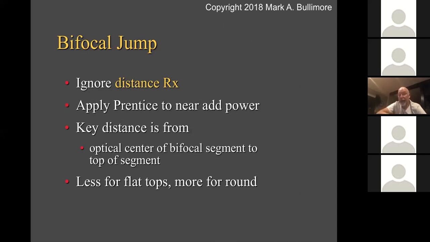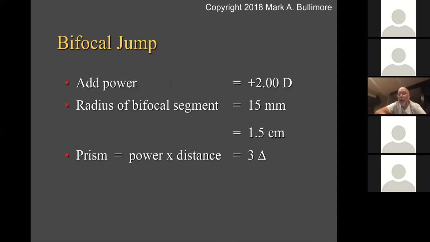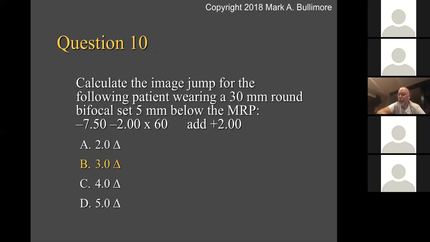add power. And the key thing is the distance from the optical center of the segment to the top of the segment. Okay, it's less for flat tops, it's more for round. So here we have an add power of +2. We have a radius of the bifocal segment of 15mm. We need to convert that into centimeters. Okay, why 15? Because the diameter is 30, the radius is 15. So the distance from the optical center to the top of the segment is what we need. We combine those, we get 3 diopters.